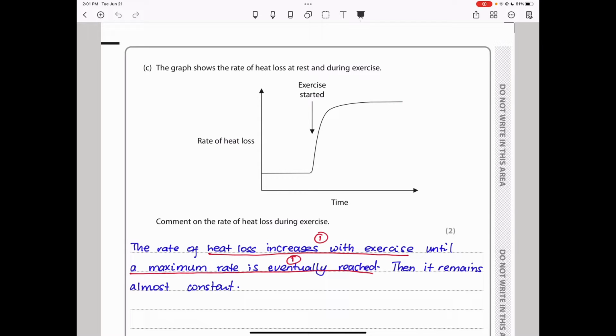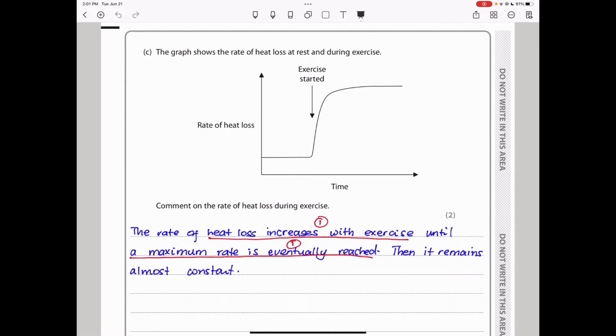So the question is asking us to comment on the rate of heat loss during the exercise. In this kind of question, when they ask you to comment, just observe the graph or the data given and just say the overview you see. Since this is just 2 marks, you don't need to write too much.